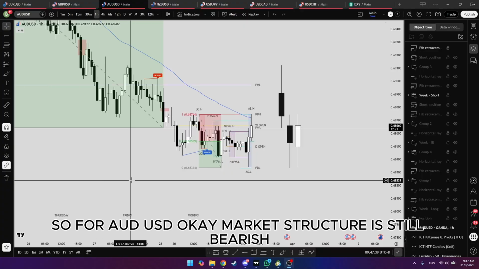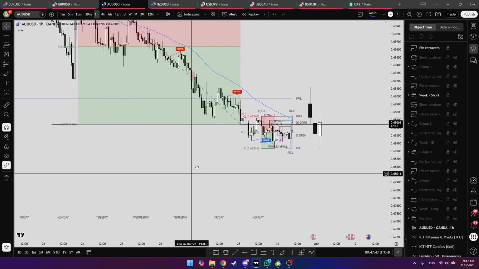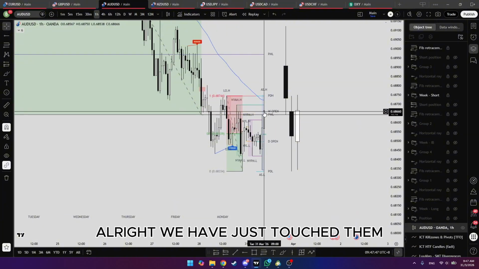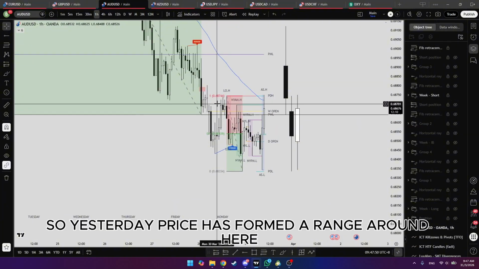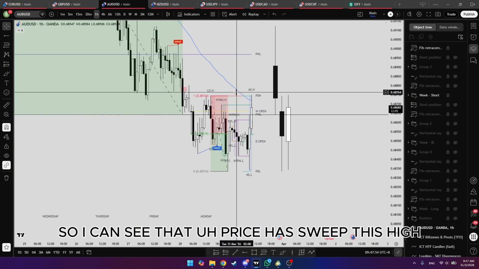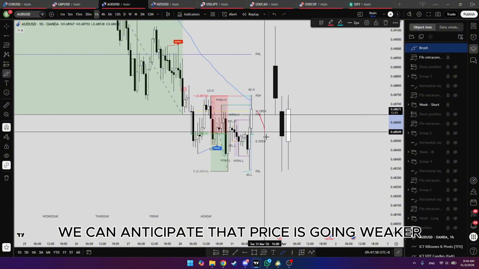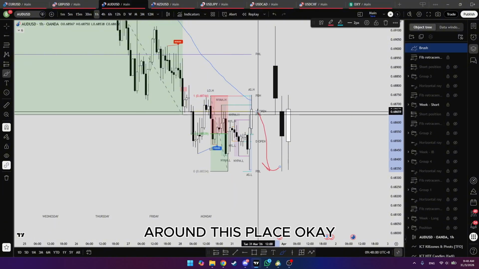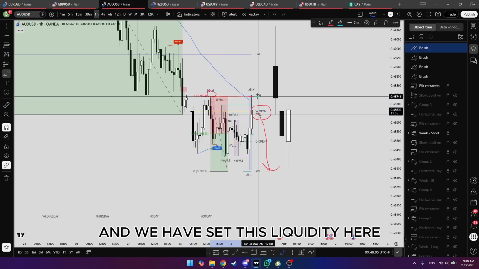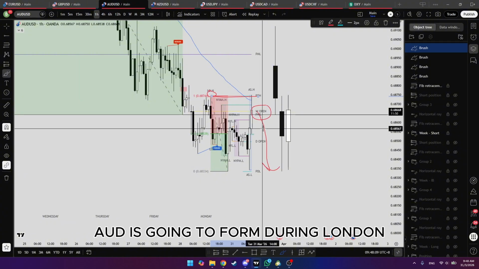All right, so for AUD USD, market structure is still bearish. We are still trading below previous week lows and weekly open. We have just touched them. So yesterday price has formed a range around here. I can see that price has swept this high. So still we can anticipate that price is going weaker around this place. We have resistance here and we have swept this liquidity here. So let's see what AUD is going to form during London.